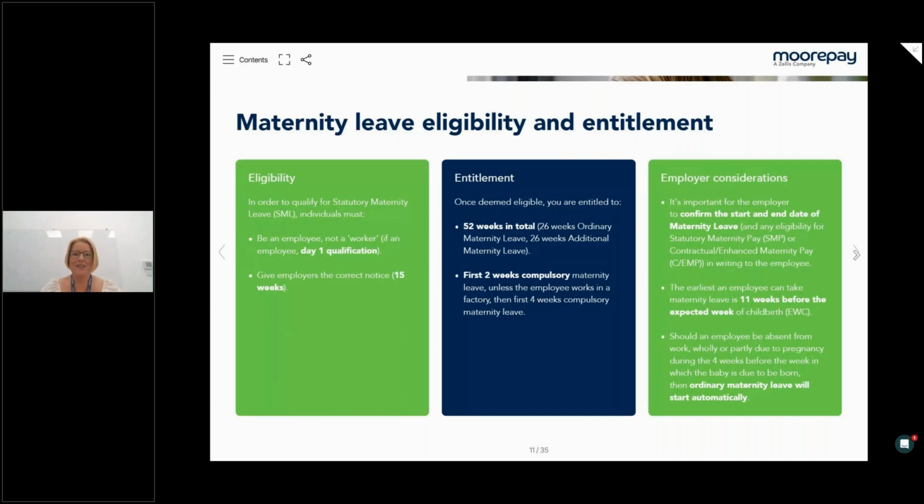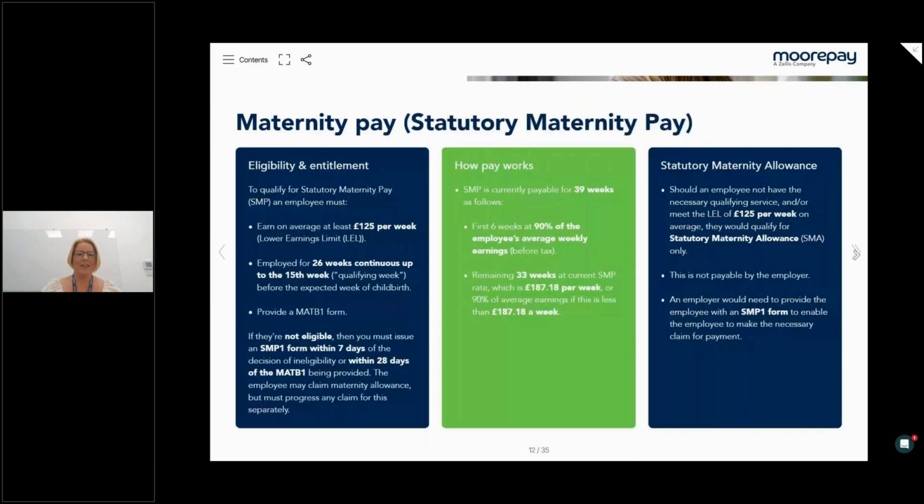Okay, so maternity pay. It sounds really complicated and a lot of people can't get their head around it. But basically, to qualify for maternity pay, the employee must earn over the lower earnings limit, which is currently £125 per week, and they need to have 26 weeks' service up to the qualifying week.